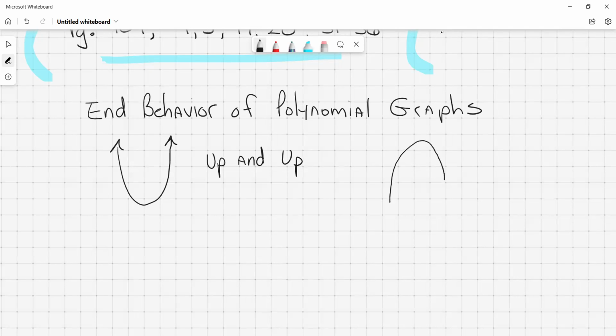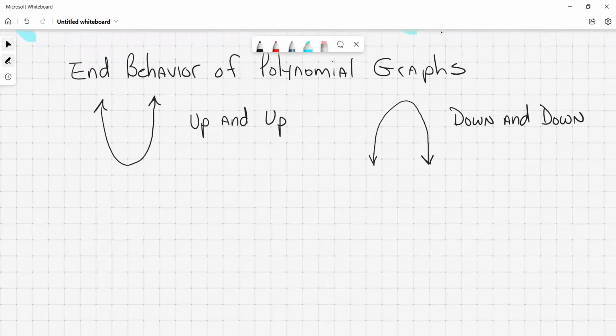The end behavior of this graph is down and down. Pretty tricky so far, huh? The end behavior of this graph, this is down and up.